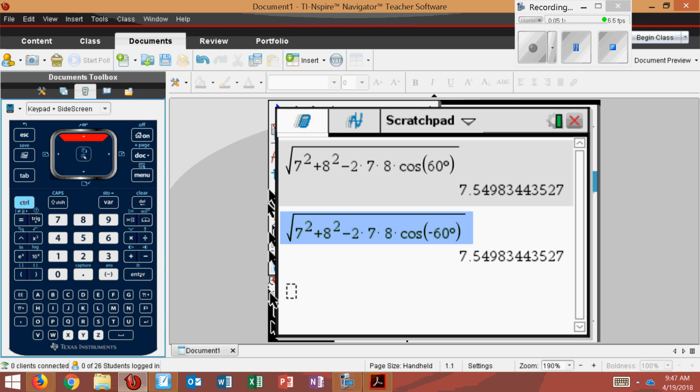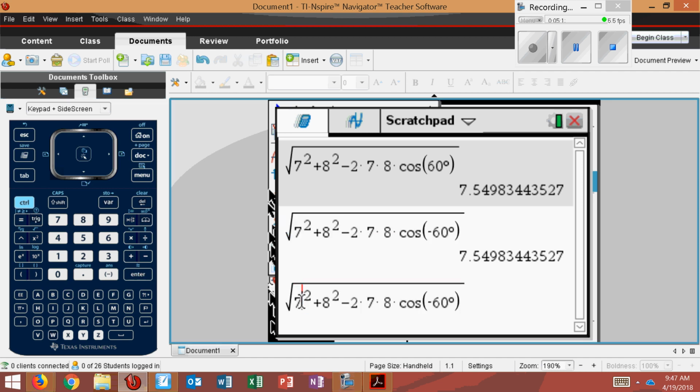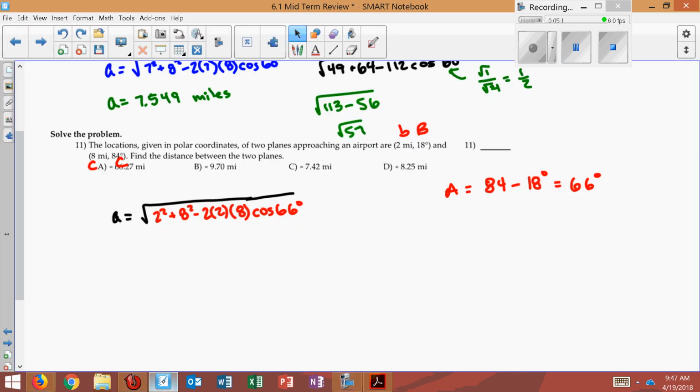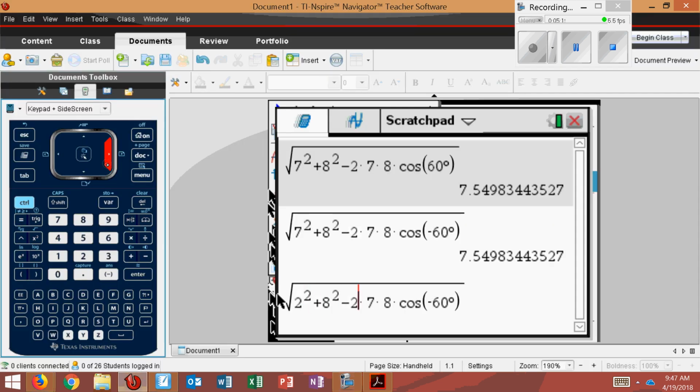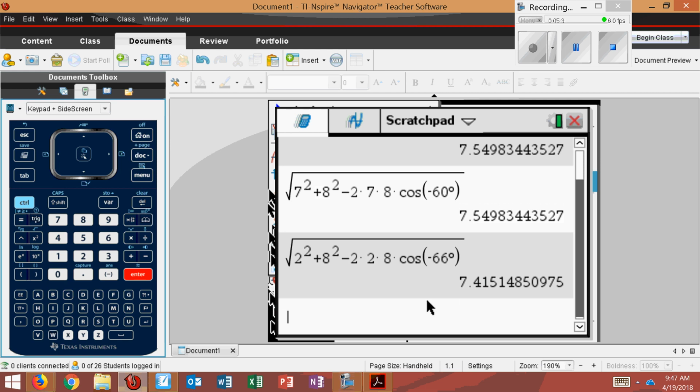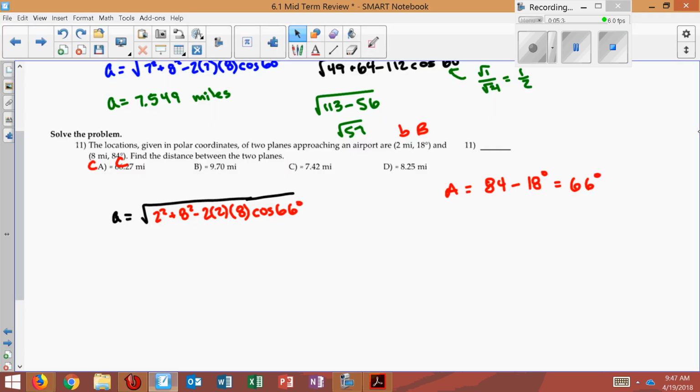So it's almost the same formula, except this time the 7 is a 2. The 8 is still an 8, right? Yep. So we just change all the 7s to a 2, and the angle is now 66. And again, it doesn't matter if it's positive or negative. We should get the same answer, so I'll just hit negative 66. I'm getting 7.415. And when I look at my answers, it looks like C is the closest. So that would be it.